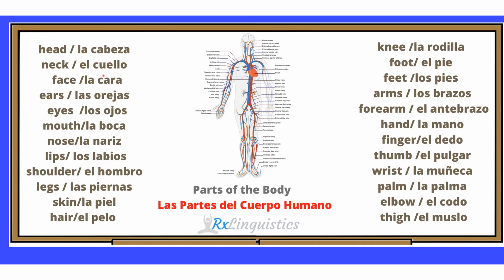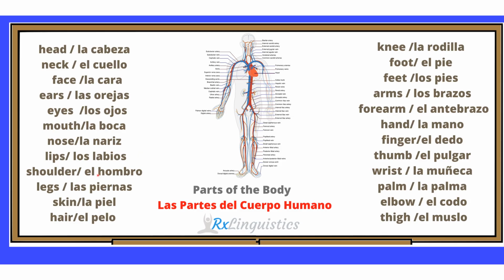So we'll start with head here. So how do you say head in Spanish? La cabeza. Neck. El cuello. Face. La cara. Ears. Las orejas. Eyes. Los ojos. Mouth. La boca. Nose. La nariz. Lips. Los labios.